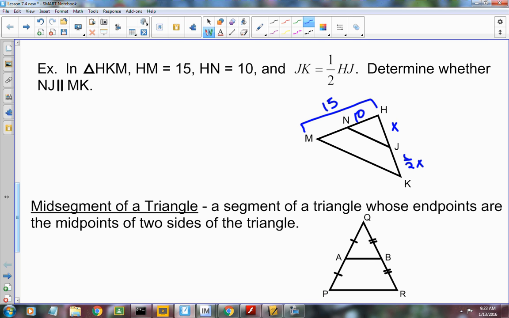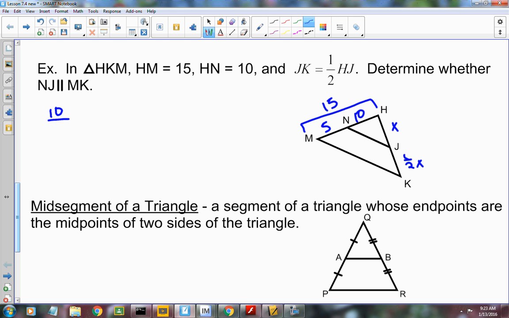So now I wanted to see if these two lines are parallel. In order for these lines to be parallel, these parts have to be proportional. Now, this whole thing here is MH is 15, NH is 10, so what does that make MN? 5. Okay, so now I can determine if these sides are proportional. And on this one, you can kind of just look at it and see, because 5 is half of 10, right? And this is 1/2 X is half of X.